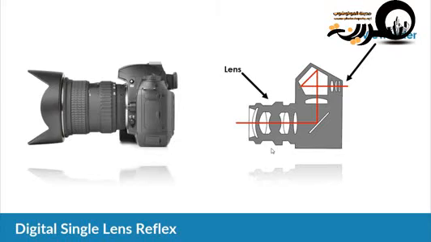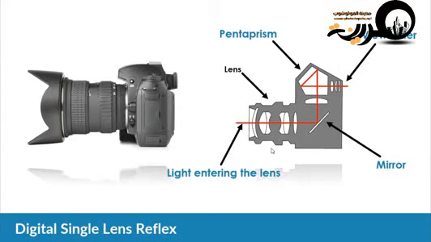We have a mirror in the camera. The light hits the mirror. It's bounced up through what's called the pentaprism. So we can see the mirror here, and the light is bounced all around this device in the camera called the pentaprism, and it comes out the viewfinder and we see the image as it is. So the light enters through the lens, hits the mirror, goes up through the pentaprism, and it comes out the viewfinder and we see the scene as it is.